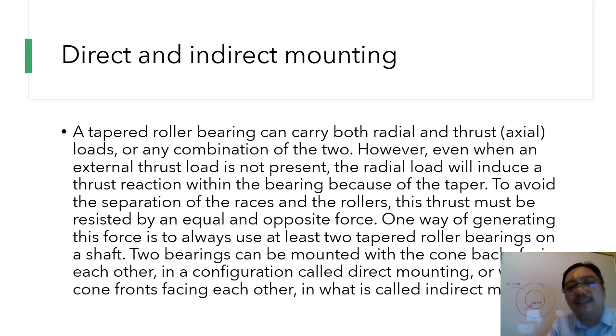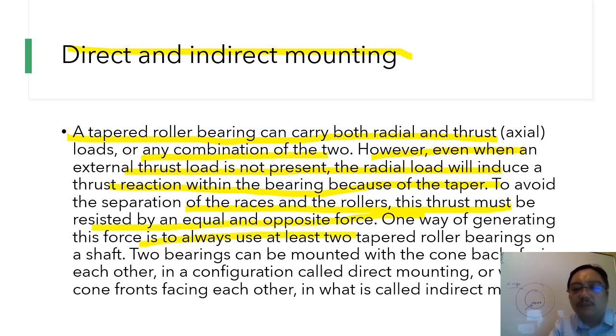Okay, direct and indirect mounting. Okay, a tapered roller bearing can carry both radial and thrust load, a combination of both. However, even when external thrust load is not present, the radial load will induce a thrust reaction within the bearing because of the taper. To avoid the separation of races and the rollers, the thrust must be resisted by an equal or opposing force. One way of generating the force is to use two tapered bearings on the shaft.